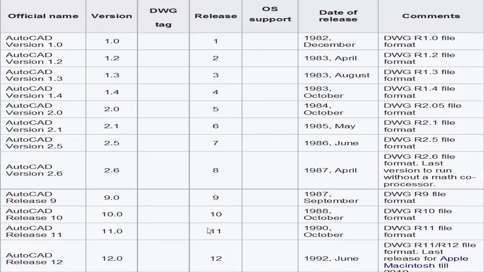From 1982, the previous official name was AutoCAD version 1.0, and in December 1982 we have the R1 file format. But as the years go by, in 1985 we have the R2.1 file format. Then in 1992 they now have the R11 and R12 file formats, which was released for Apple Macintosh till 2010. And what happened next?